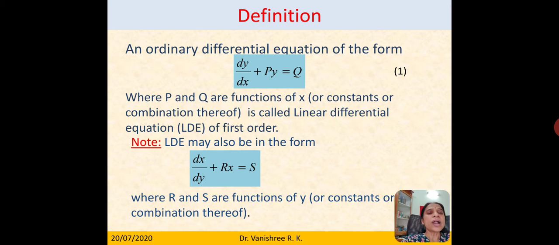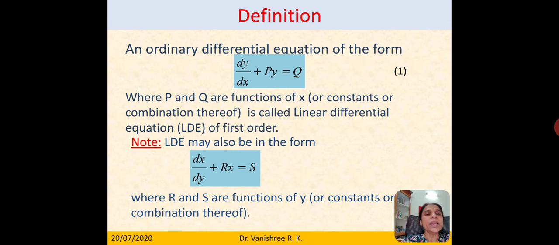So, what you can see is the change from equation 1 to this equation in the note. You just check what happens. You can see that they are exactly mirror images. Y has been changed to x and x has been changed to y. They are interchanged. That means, similarly, here dx by dy plus rx is equal to s.